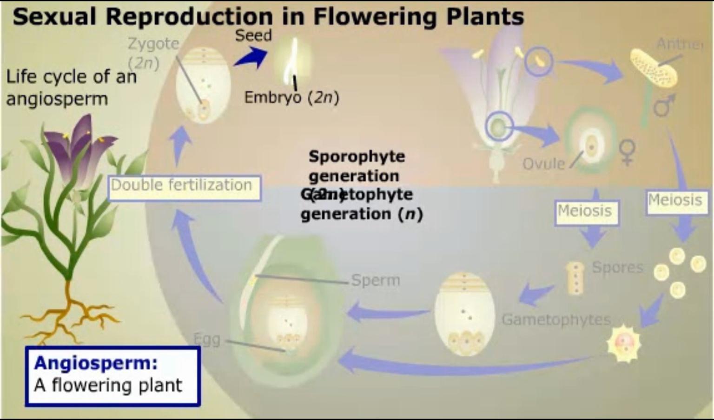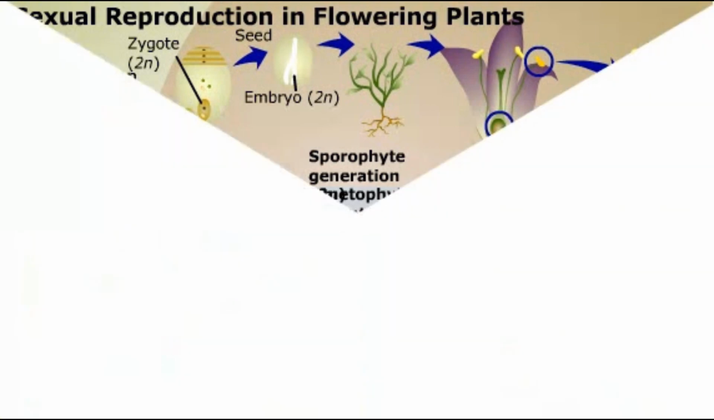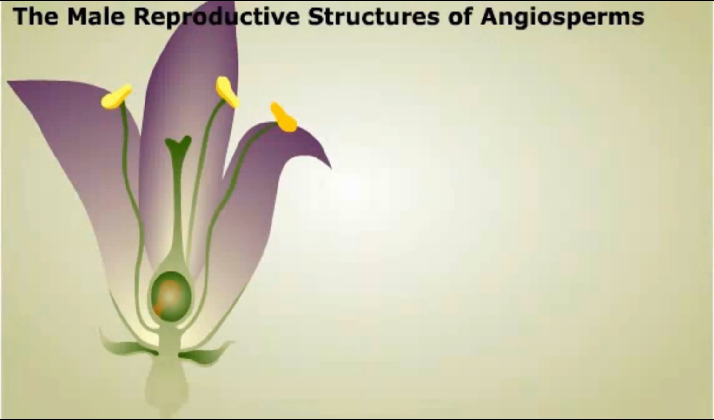The seed germinates and a new sporophyte plant develops. The sporophyte plant matures, forms flowers, and the process repeats. The flower is the reproductive structure of angiosperms.